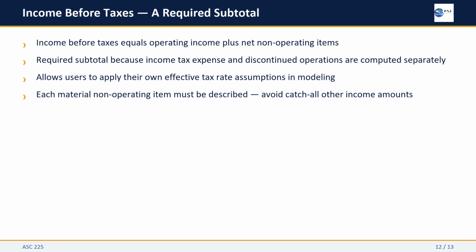Income before taxes is a required subtotal, not optional. It is computed as operating income plus the net of all non-operating items, and it exists for a very practical reason. Income tax expense and any discontinued operations are each computed and presented separately. By showing income before taxes as a clean subtotal, the statement lets users apply their own tax rate assumptions when building models or comparing across jurisdictions. One discipline reminder: avoid large catch-all amounts in other income and expense. Every material non-operating item needs its own description.